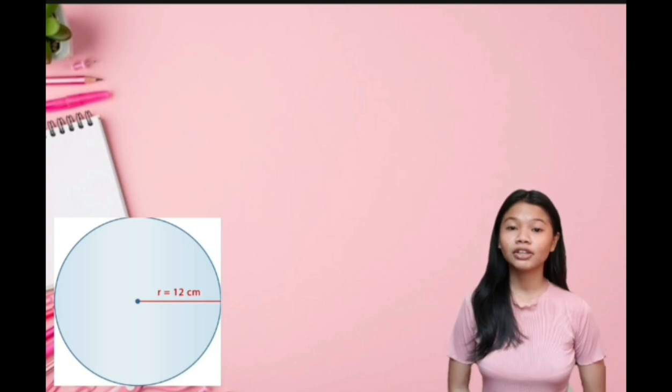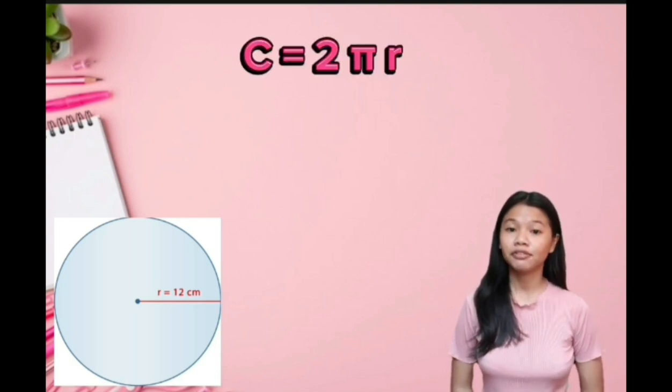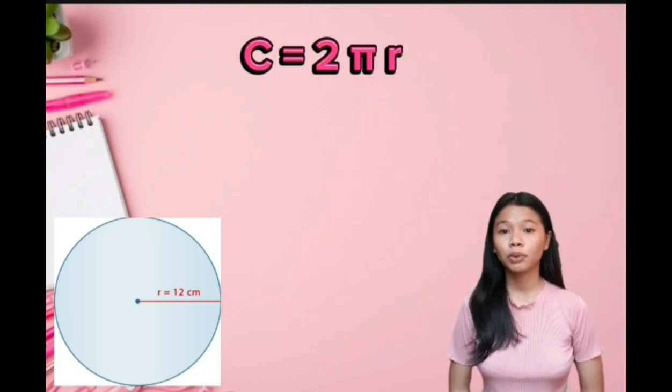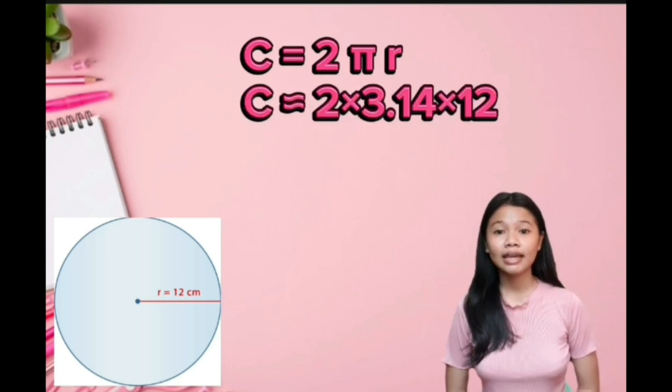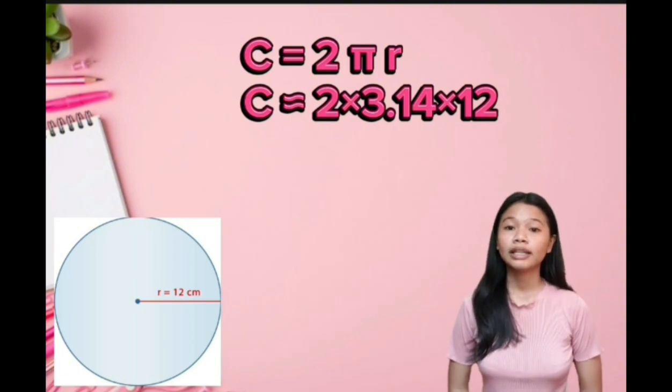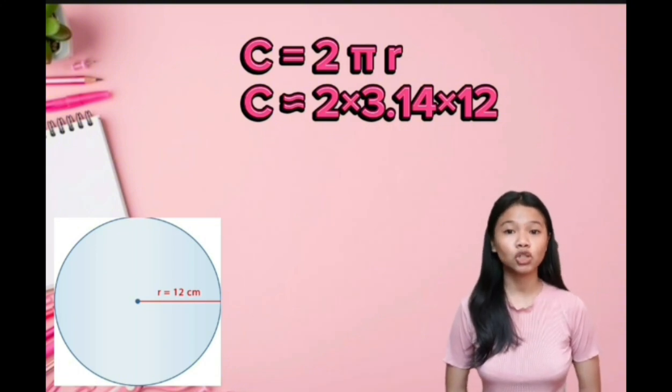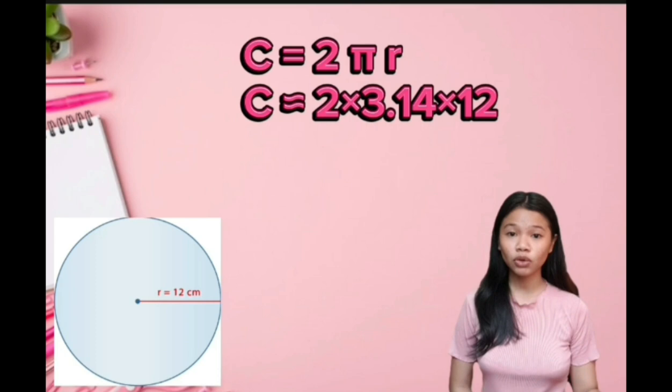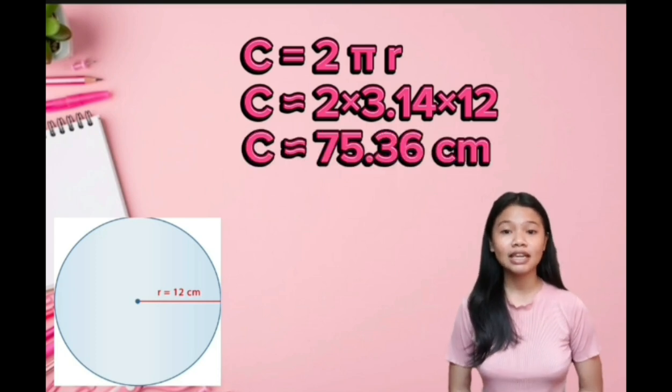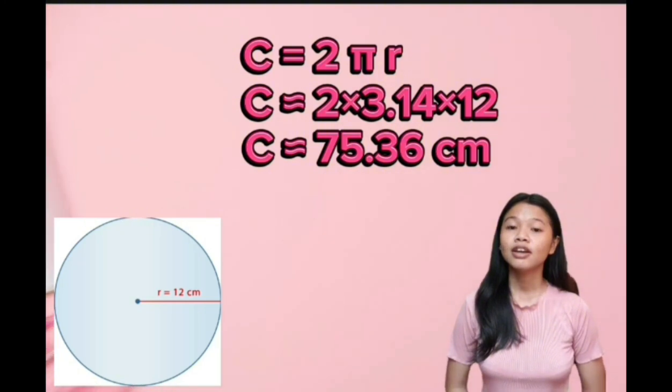Let's write our circumference in decimal form. With the same formula, C equals 2 pi r, let's replace the equals sign with approximately, pi with 3.14, and r with 12. It gives us C approximately 2 times 3.14 times 12. If we multiply it together, it gives us C approximately 75.36 centimeters.